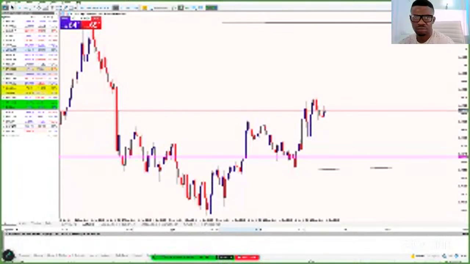Our take profits will be from here. No, I don't need to calculate the take profit since we're entering. I just want to calculate our stop loss. Our stop loss is 50 pips down to this place.